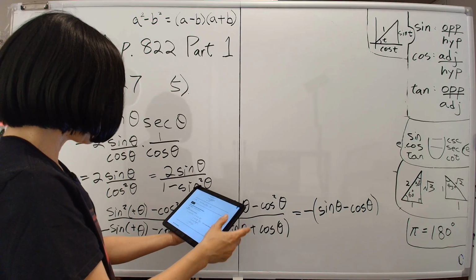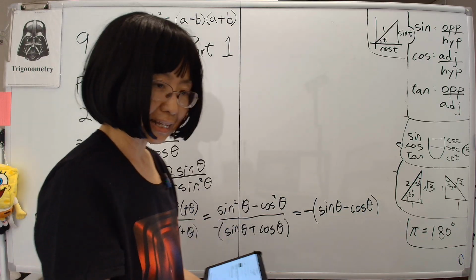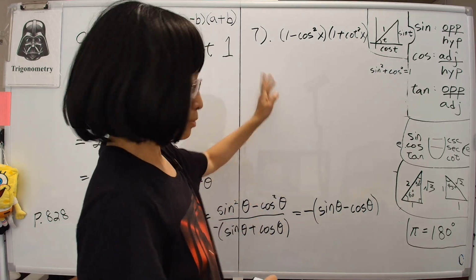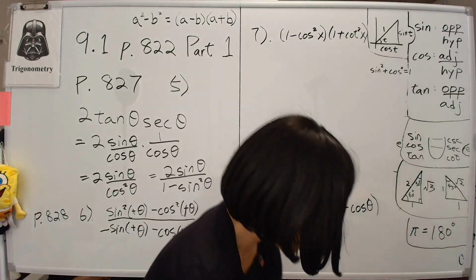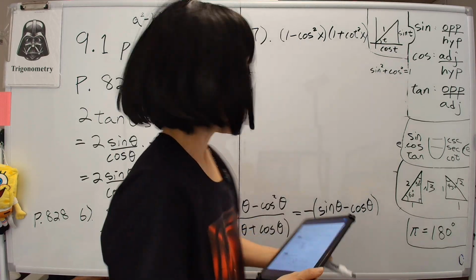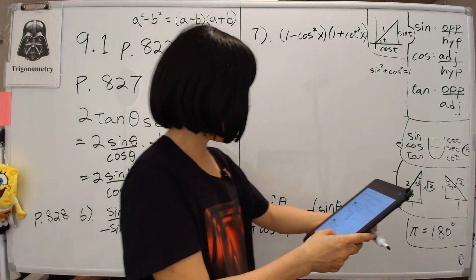So next, let's look at example 7. Let me write it down. I didn't write down the page number. It's the same page number as example 6. We're still on the same page.